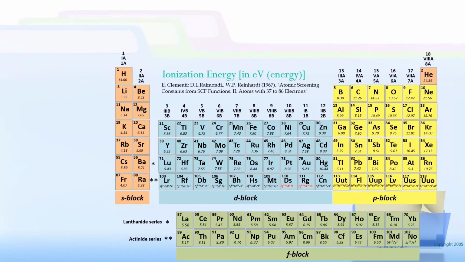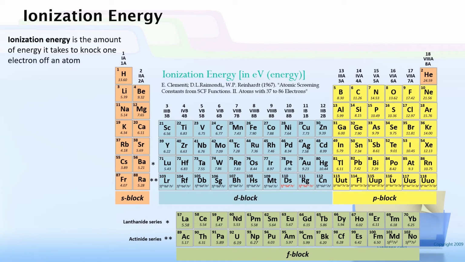Now here's a periodic table which has ionization energies for each atom in energy units of electron volts. An electron volt is a unit of energy equal to 1.602 times 10 to the minus 19th joules. The ionization energy in the table is the amount of energy it takes to knock one electron off the neutral atom. So the more bound the electron is to the atom, the more energy it'll take to knock it out.